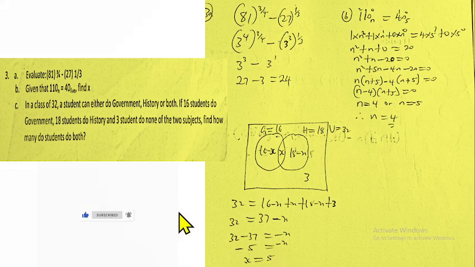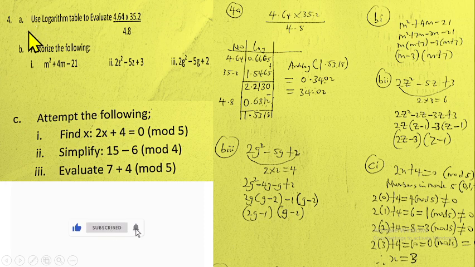Question number 4. You have 4a. You have to use logarithm table to evaluate 4.64 times 35.2 over 4.8. So you have to evaluate this using logarithm table, and that's what we are having here now. We have number, we have log. Put each of the numbers. We have 4.64. Then you find the characteristic of this number, that is 0. Then in your logarithm table, you check 46 under 4, and that gives us 6665.